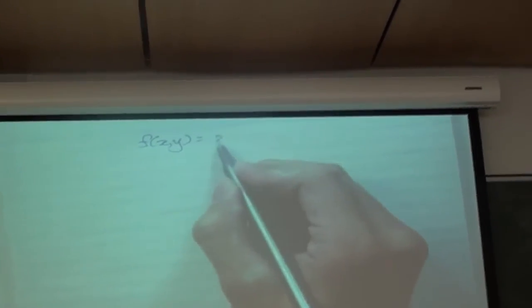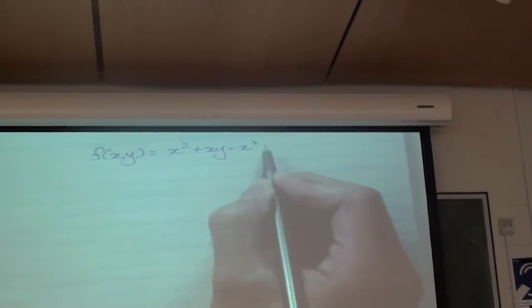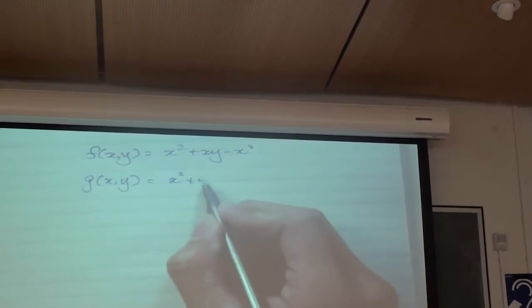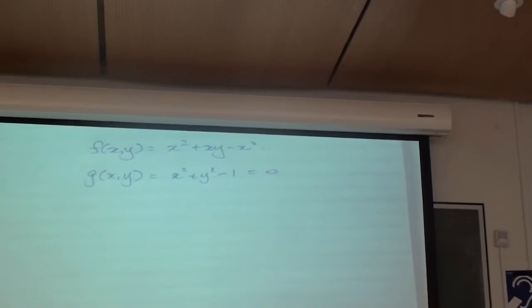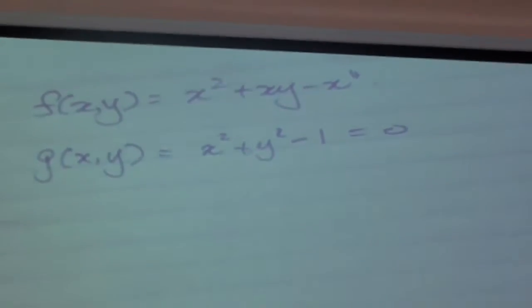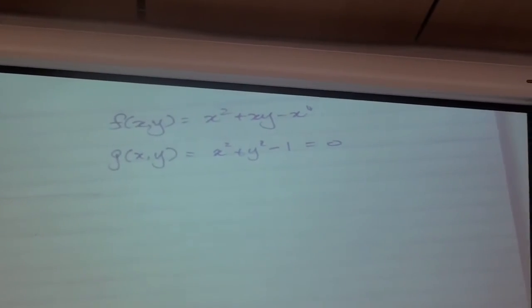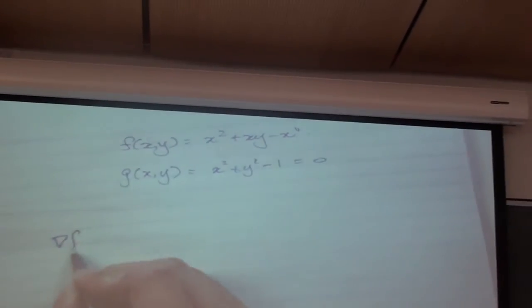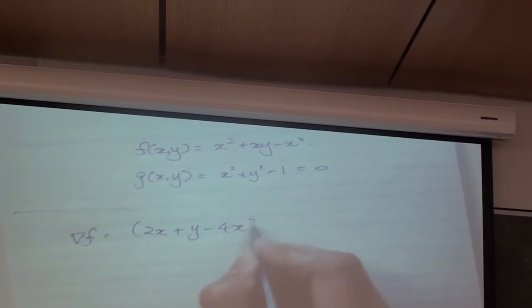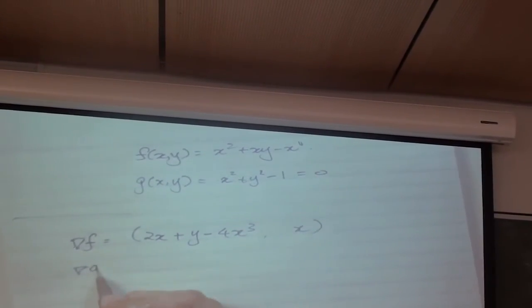And let's see. Let me write the equation down first. F of x, y equals x squared plus xy minus x to the fourth. G of x, y equals x squared plus y squared minus 1 equals 0. Okay, that's our question. I want to optimize. So firstly, we'll actually calculate the gradient of each function. So grad f actually equals 2x plus y minus 4x cubed, and x. Grad G is simply 2x.